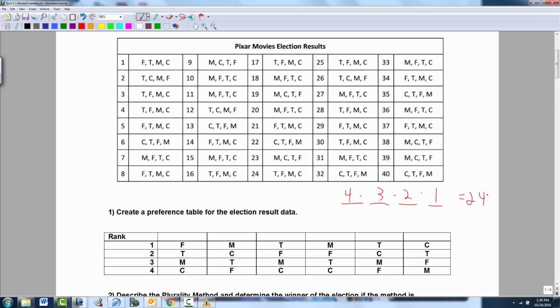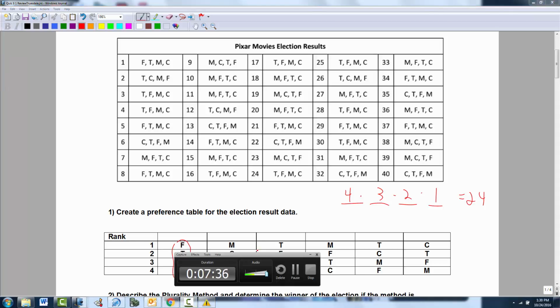Isn't that wild? But there wasn't. We did do some work for you. These were the only 6 unique ways that people voted similarly. How many FTMCs do you see? Let's go ahead and answer that as you guys go through. You go ahead and do that. How many FTMCs are there?